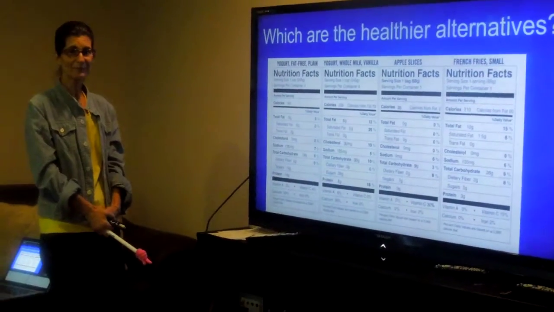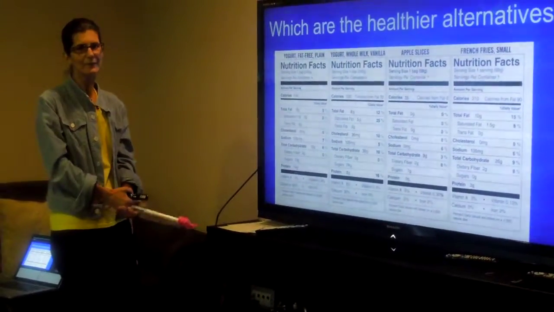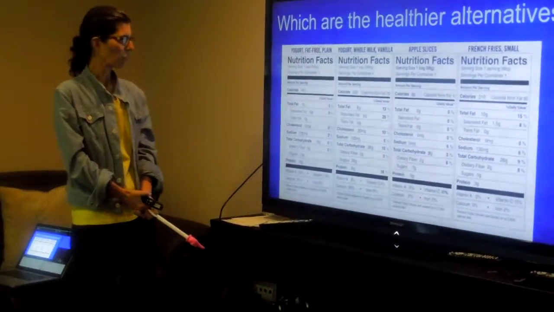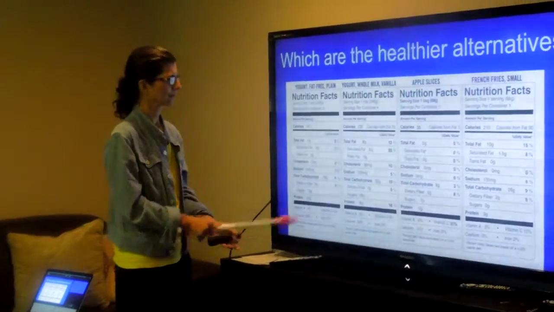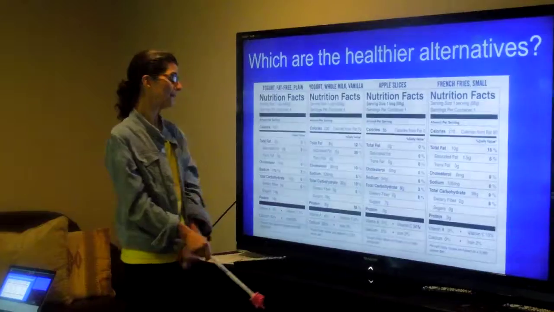Okay, Rita? Apple slices, healthy. Okay, what would make you say that? Well, it's got 0 sodium in it, 0 total fat. Okay.